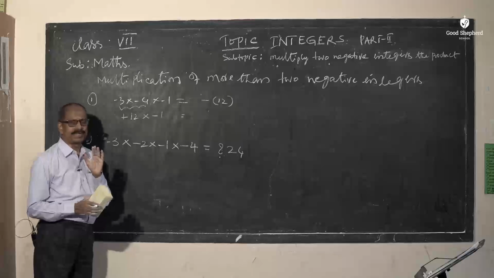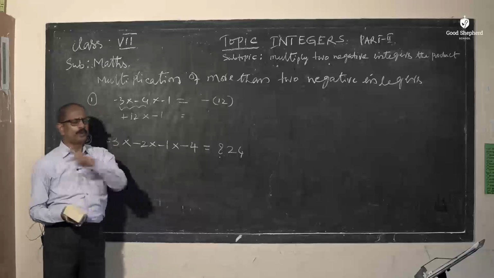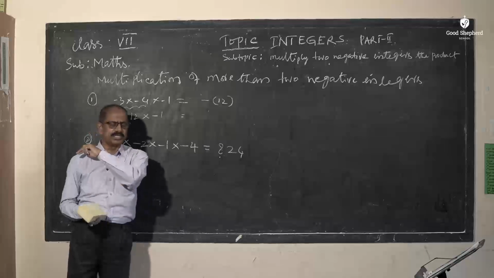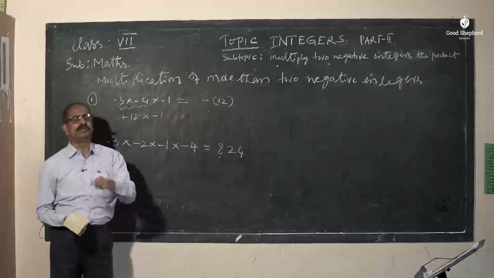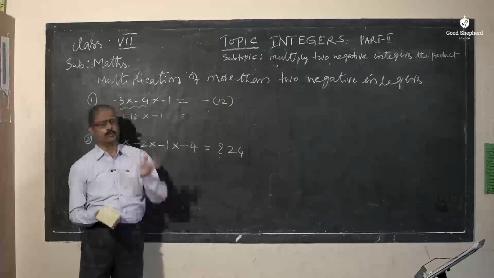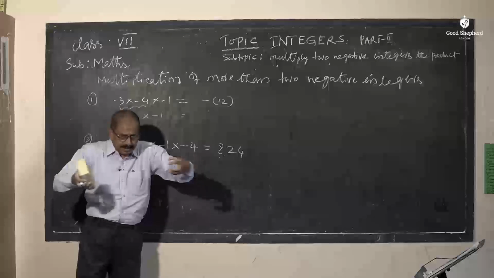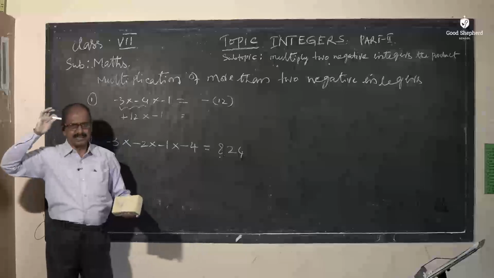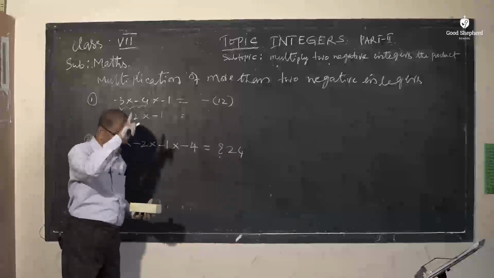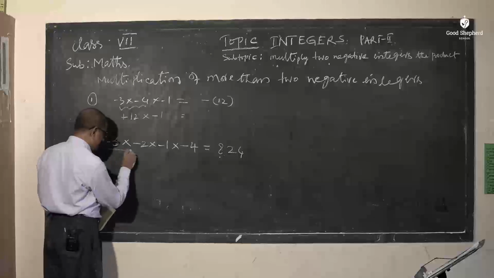We know the properties. We have learned a total of three. One: the product of two positive numbers is a positive integer. Two: the product of two negative integers is a positive integer. Three: if one is positive and one is negative, the product of these two numbers is a negative integer. Based on these three, we are going to work it out now.